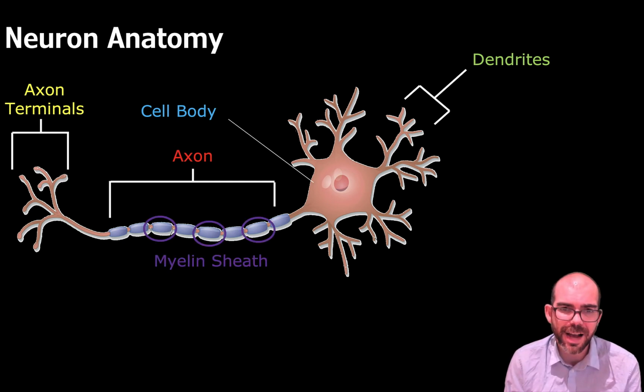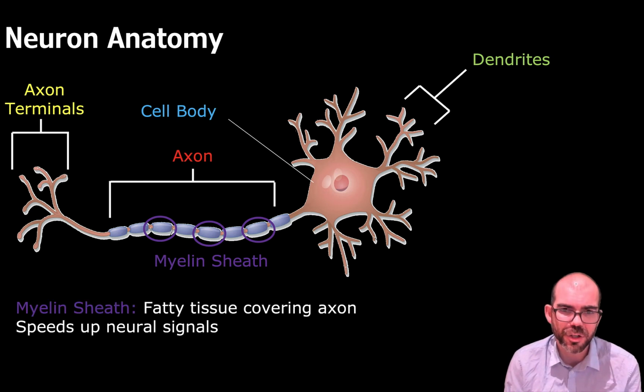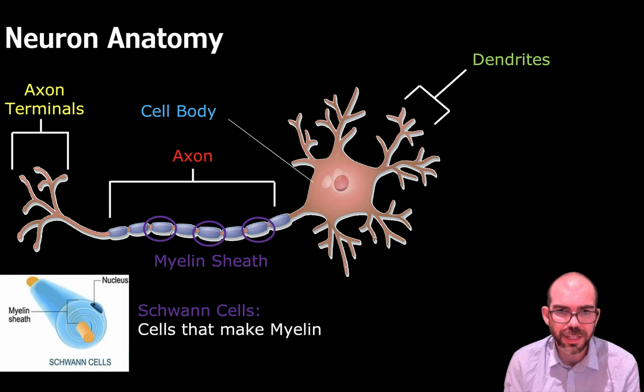To return to the axon, you'll notice these blue circles covering it. This is the myelin sheath. The myelin sheath is fatty tissue that covers the axon. The whole point of this fatty tissue is it's going to speed up the rate at which signals can move across neurons. The myelin sheath is made by special cells called Schwann cells that continuously produce fatty tissue within themselves, making the sheath of myelin. That's why you see myelin represented as individual nodes, because each of those nodes is a Schwann cell.